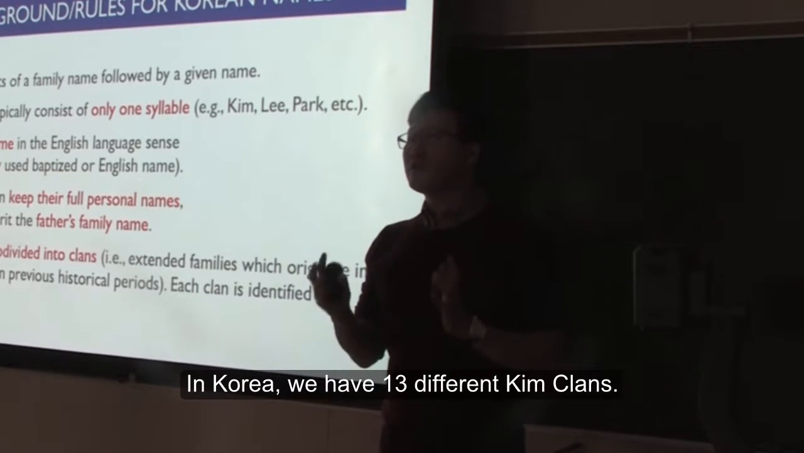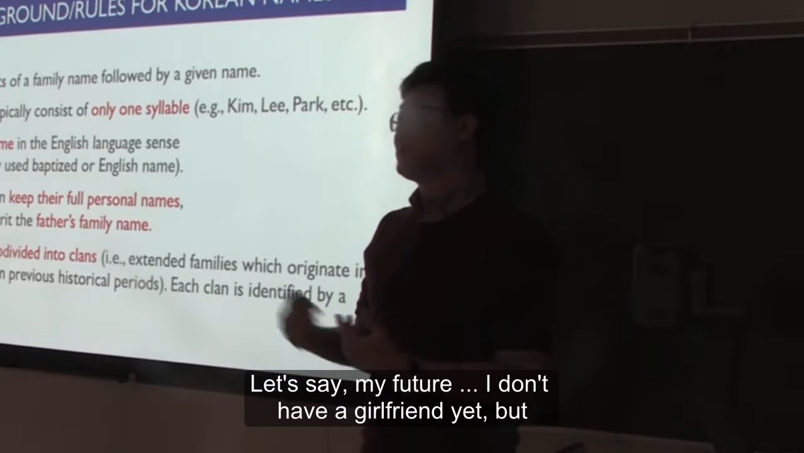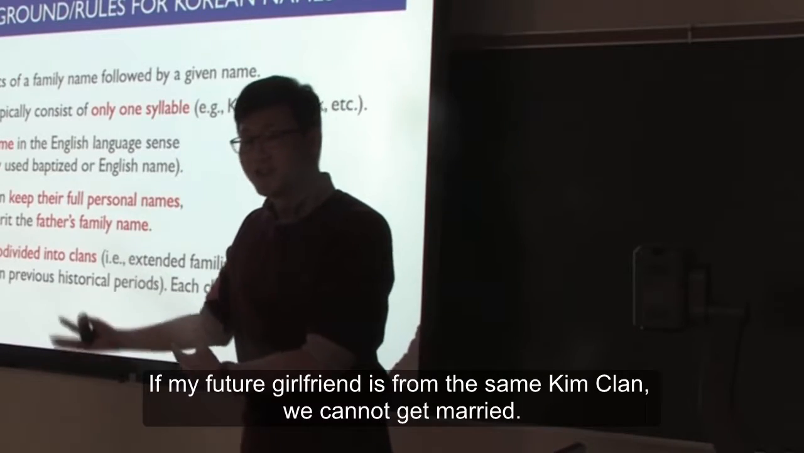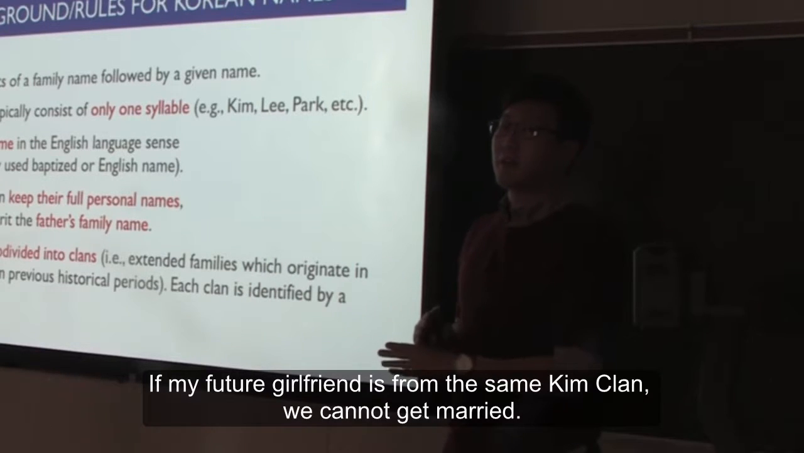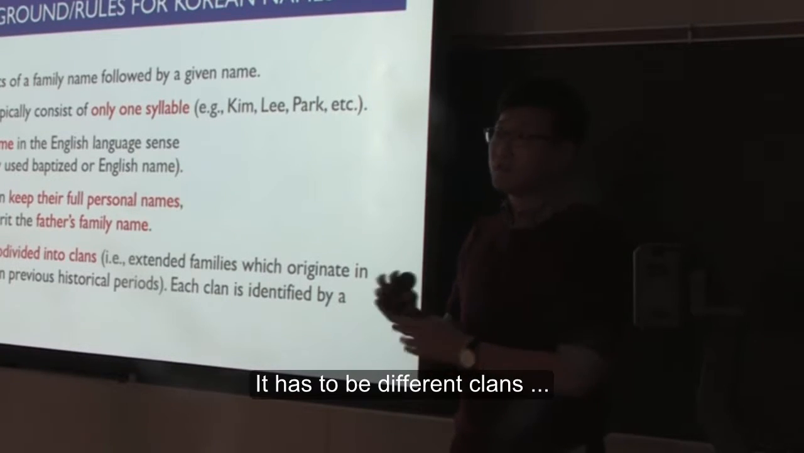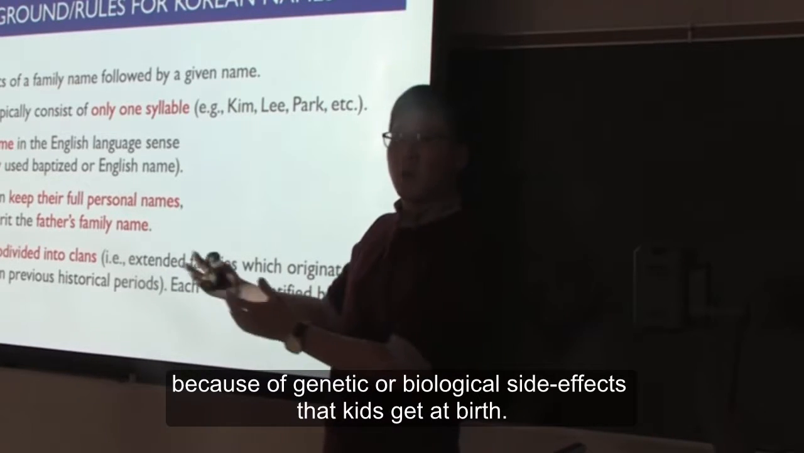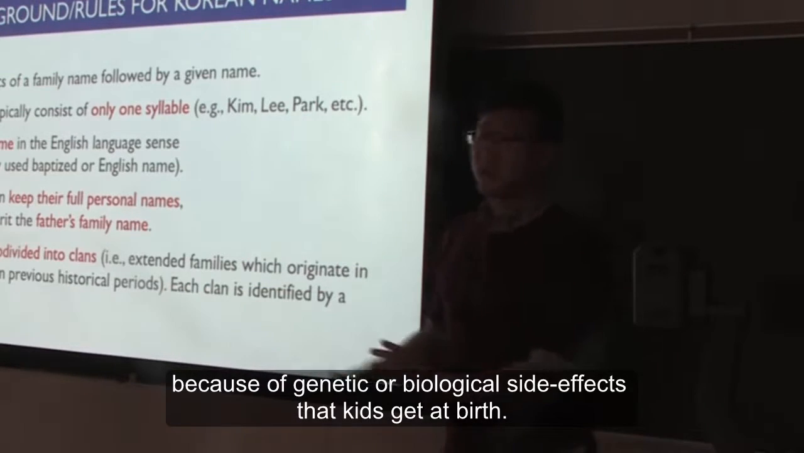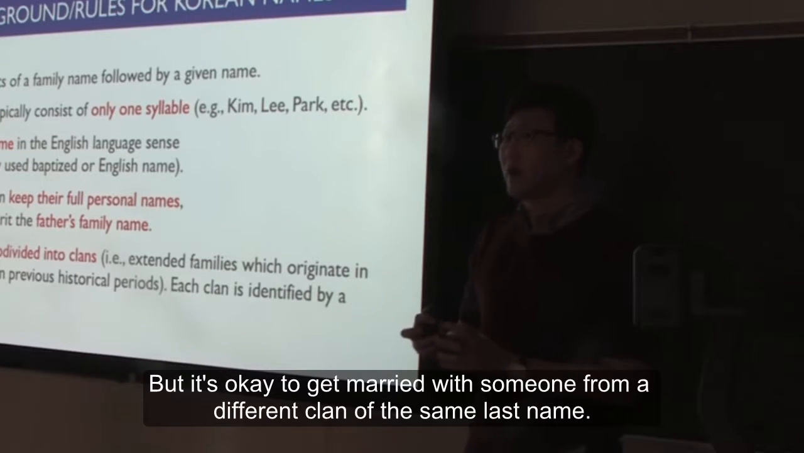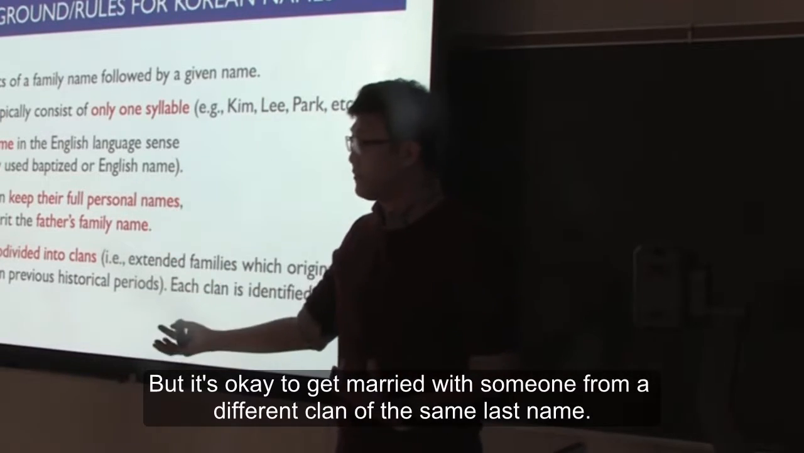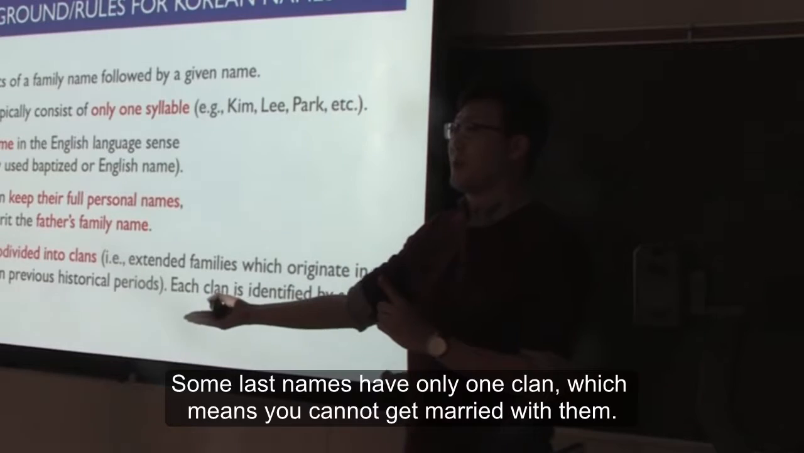In Korea, we have 13 different Kim clans. Let's say in the future, I don't have a girlfriend yet, but if my future girlfriend is from the same Kim clan, then I cannot get married. Yes, it has to be a different clan. It's because of genetics, the biological side effects after we have kids. So it's illegal to get married within the same clan, but it's okay to marry someone from a different clan with the same last name. Some last names have only one clan, which means you cannot get married within that name.